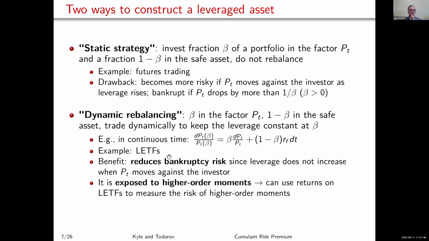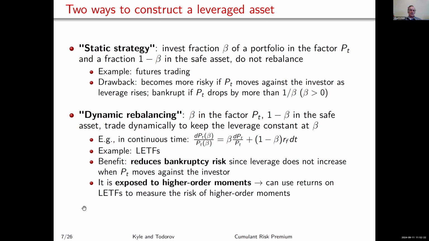So that's kind of what leverage ETFs try to do. And one of the things it does is it reduces bankruptcy risk, since you're constantly rebalancing. You're maybe keeping the leverage at 3. You can make money, you can lose money, but as long as you can rebalance fast enough, and as long as prices are continuous enough, you're not going to face bankruptcy. Of course, if there are jumps and the market falls 50% in one jump, you're going to be bankrupted with a beta equals 3 strategy.